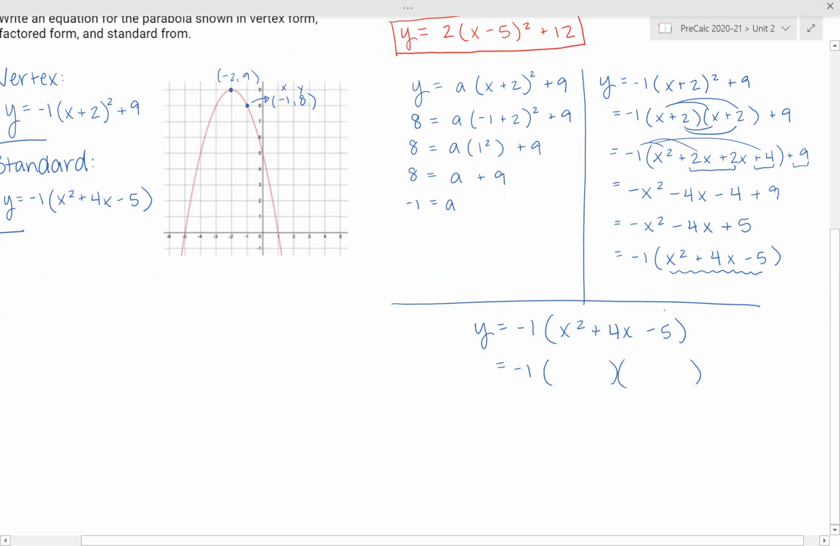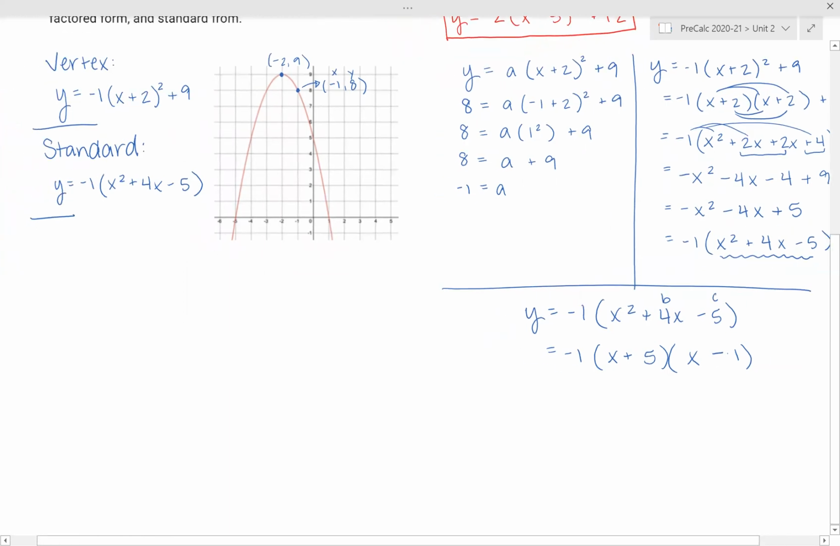Okay, so two numbers that multiply to the c and add to the b. We want to multiply to -5, but add to +4. And do a +5 and a -1. X plus 5, x minus 1. And that's factored. So that gives us our factored form of y equals -1 times x plus 5 times x minus 1.